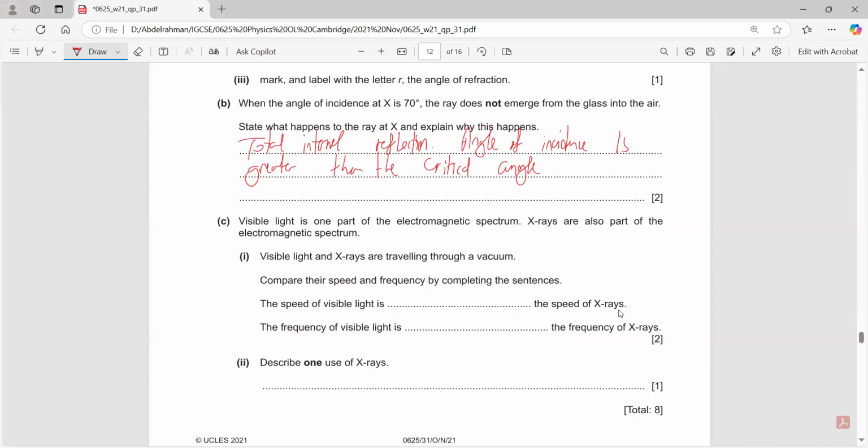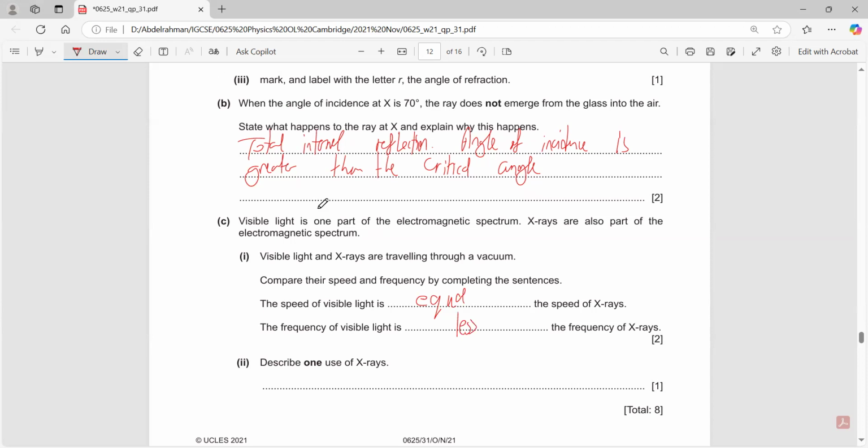Compare the speeds and the frequencies by completing this sentence. Speed of visible light is what compared to the speed of X-rays? Electromagnetic waves, they all have the same speed. They are equal. What about the frequency of light compared to the X-rays? It is less than the X-rays, because X-rays, gamma rays, ultraviolet, they all have frequencies which are greater than the visible light.